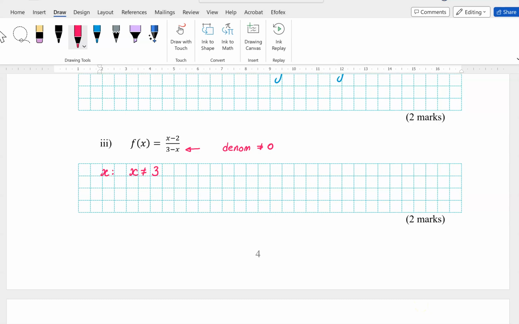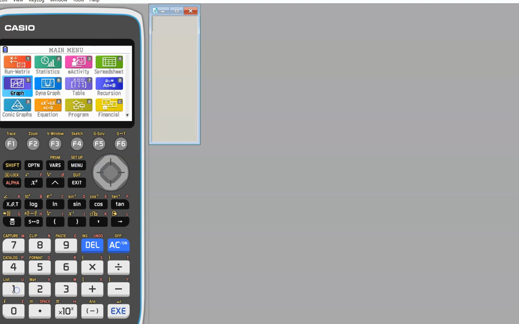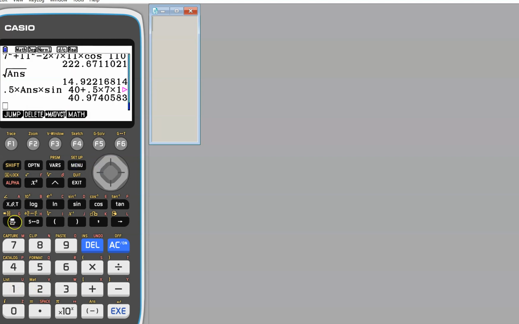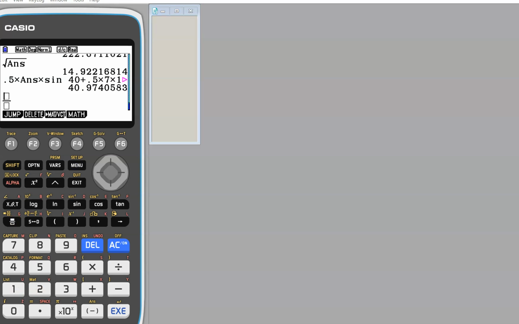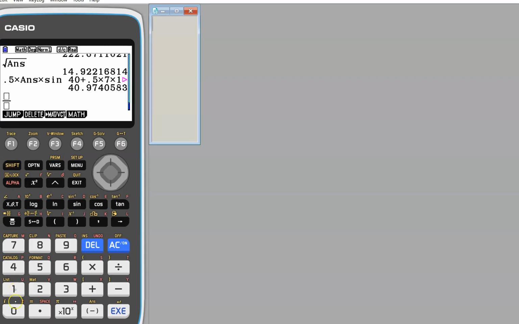Okay, and what about our y? Just from looking at your graph, you can see this horizontal line. You could use your trace option if you wanted to, so shift trace, and you can move it along, move it along, move it along. And you'll see that the y value keeps getting closer and closer to 1. Alternatively, let's just put in a really big value for your x value. So what was it again? x take 2. So let's make our x like 1,000. So we're going to go 1,000 take 2 over 3 take x.